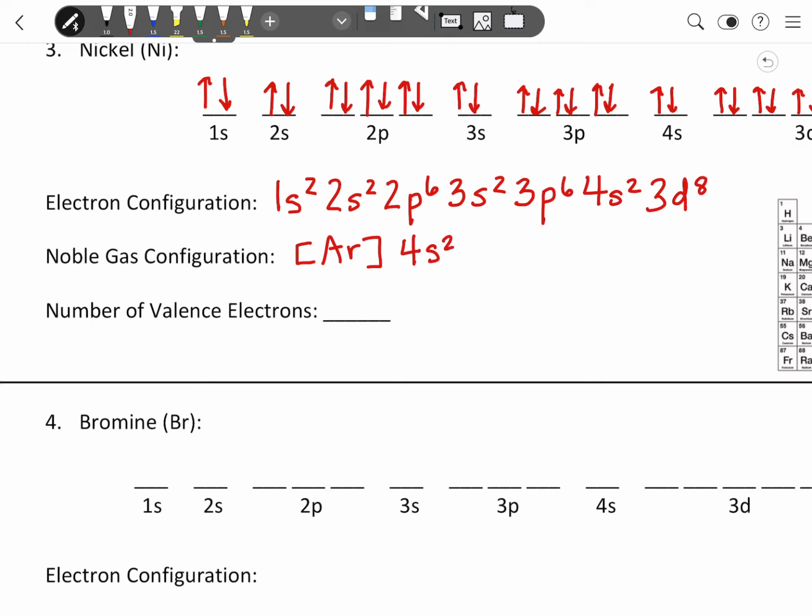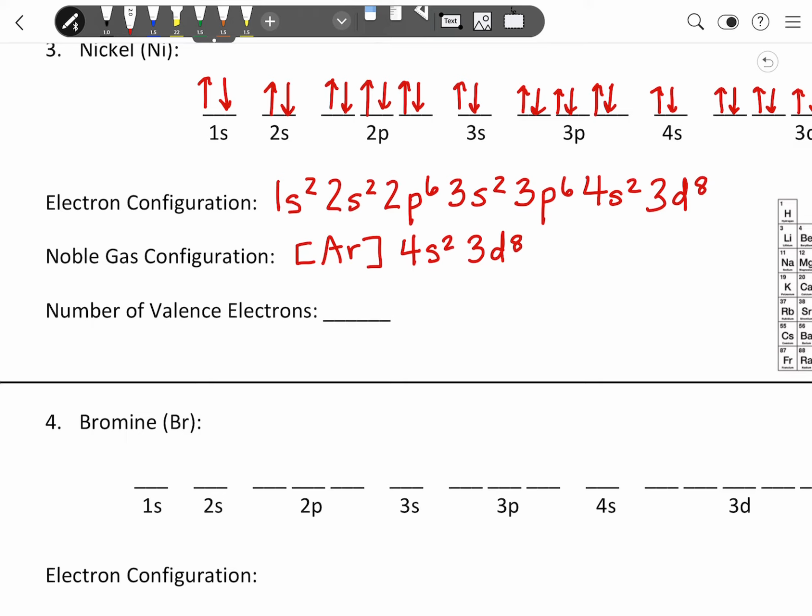3d7. 3d, what house is this? But that's 4. 8. Wait, 8. Remember, D is always one level lower. Your friend's house is always the row above. Yes. So remember your d orbitals are always 1 lower than s. So it's going to be 3d8.